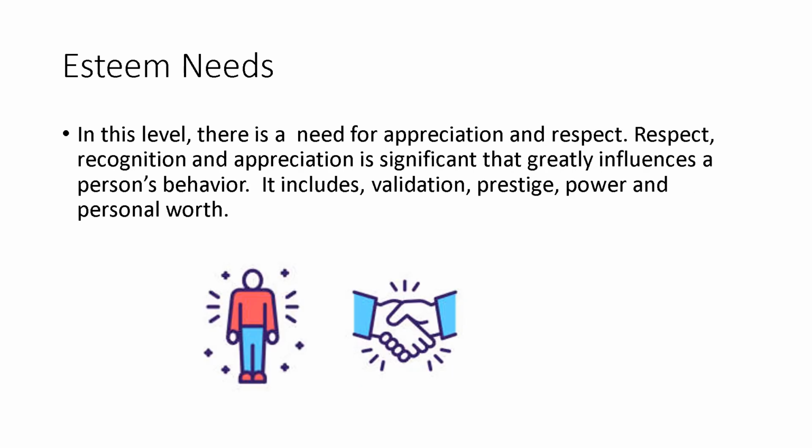Next, esteem needs. So in this level, there is a need for appreciation and respect. So respect, recognition, and appreciation are significant that greatly influences a person's behavior. So it includes validation, prestige, power, and personal worth. So paano natin na-acquire itong mga to, itong validation, prestige, power, and personal worth? So an example is educational attainment.